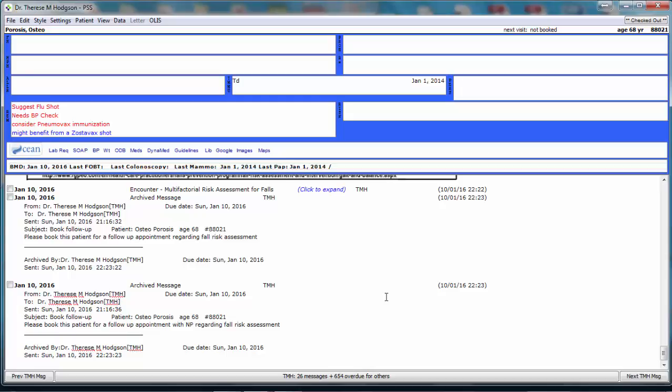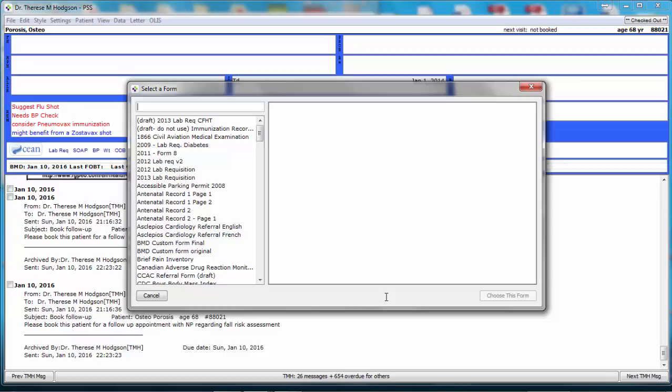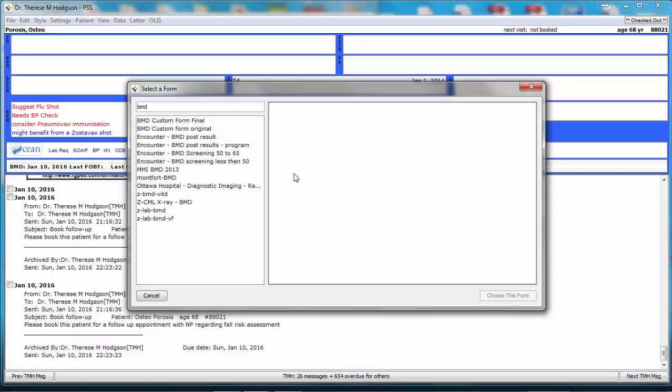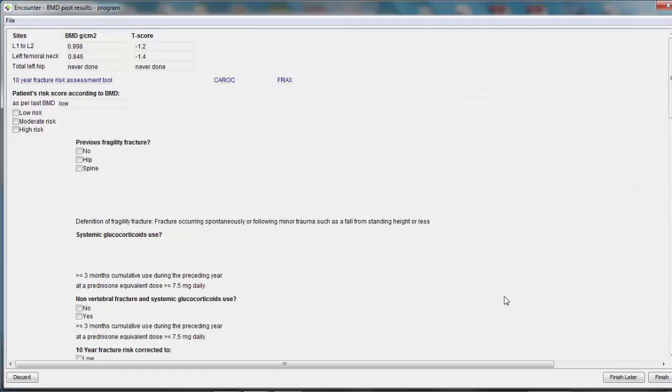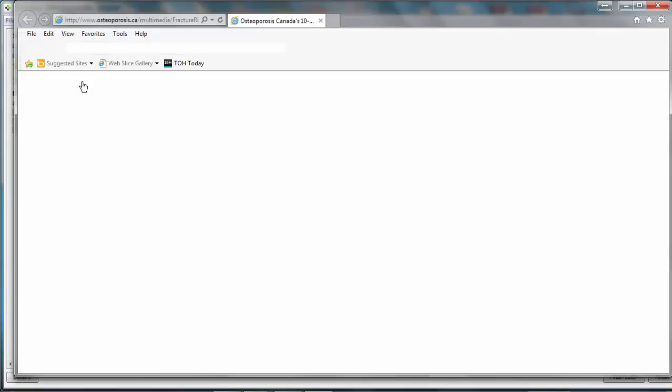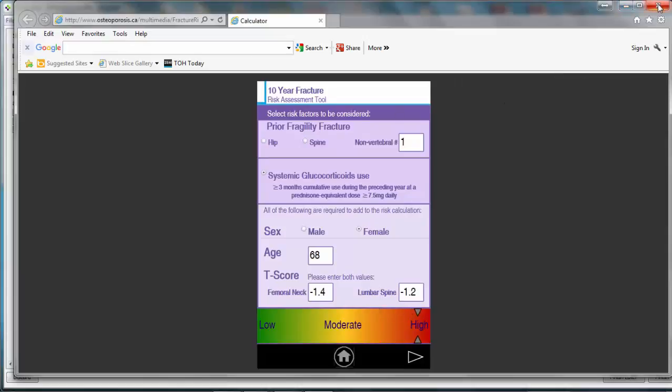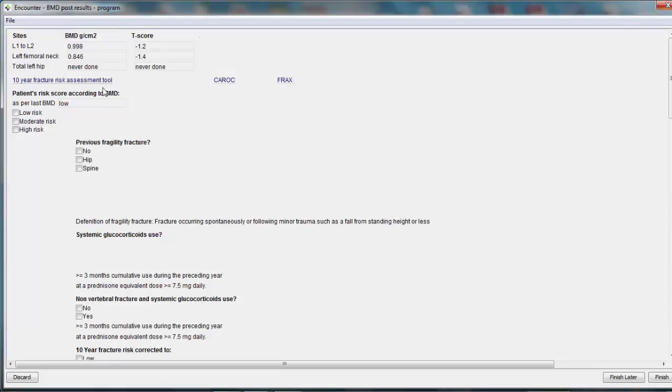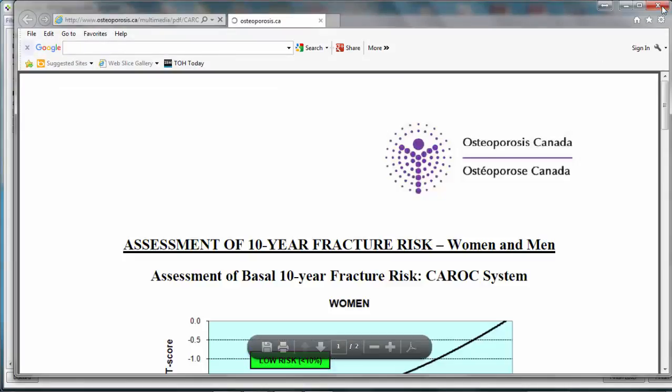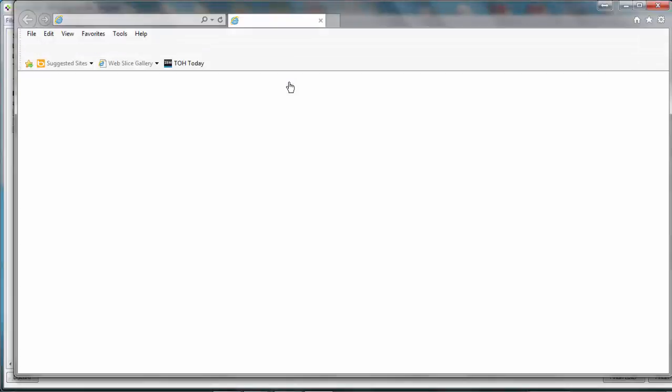Let's now look at our osteoporosis encounter assistant. F2 BMD encounter assistant. Choose this form. Again, you see the information being pre-populated, and you can actually access the 10-year risk fracture tool, but this tool is integrated into the encounter assistant. There's a link to CAROC, and there's a link to FRAX.